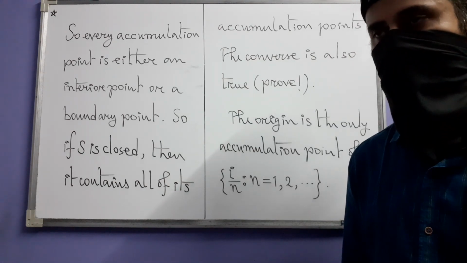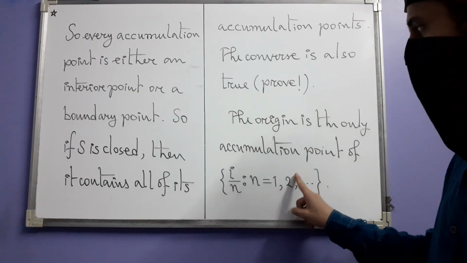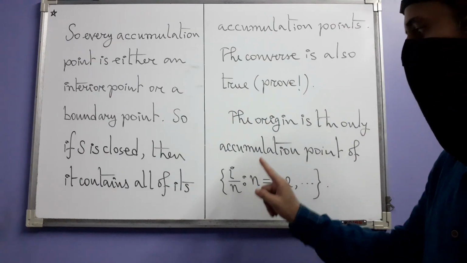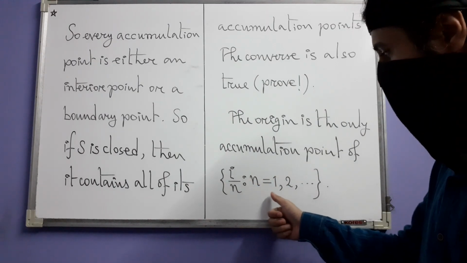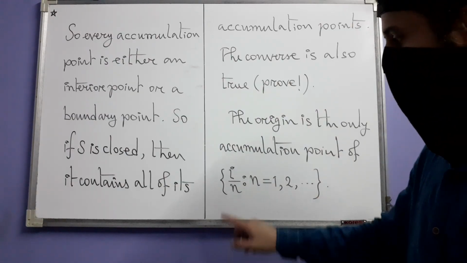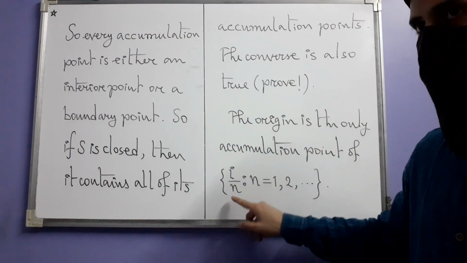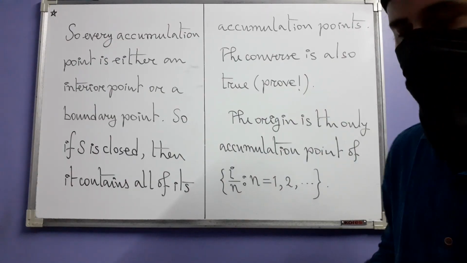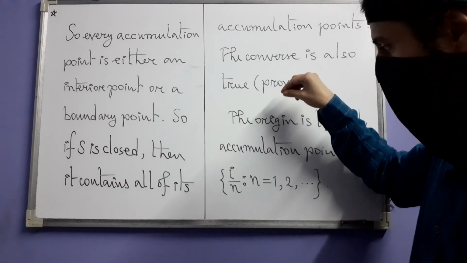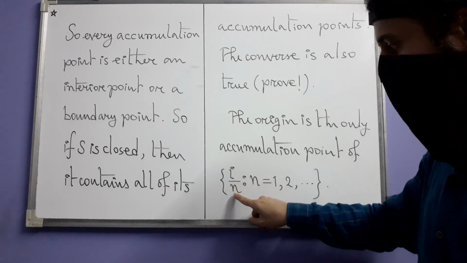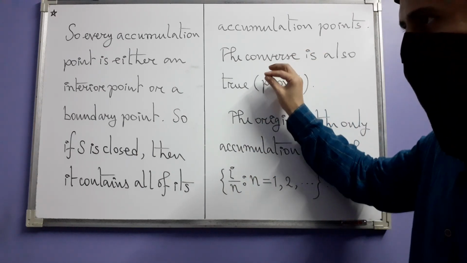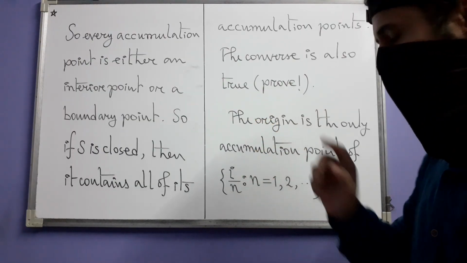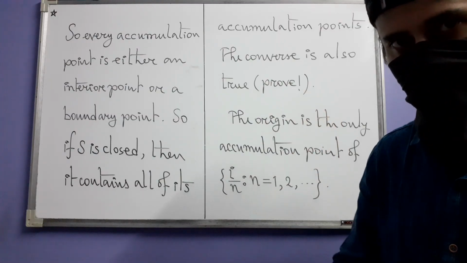And the authors end this section and the chapter also with this final remark. The origin is the only accumulation point of this set, i divided by n, where n varies over the set of all positive integers. So these points you can obviously imagine lying on the imaginary axis above the real axis, and as n increases they gradually come down. If you take n equal to 1, you have i, then i divided by 2, i divided by 3, so like that they get closer and closer to the origin, they accumulate near the origin.